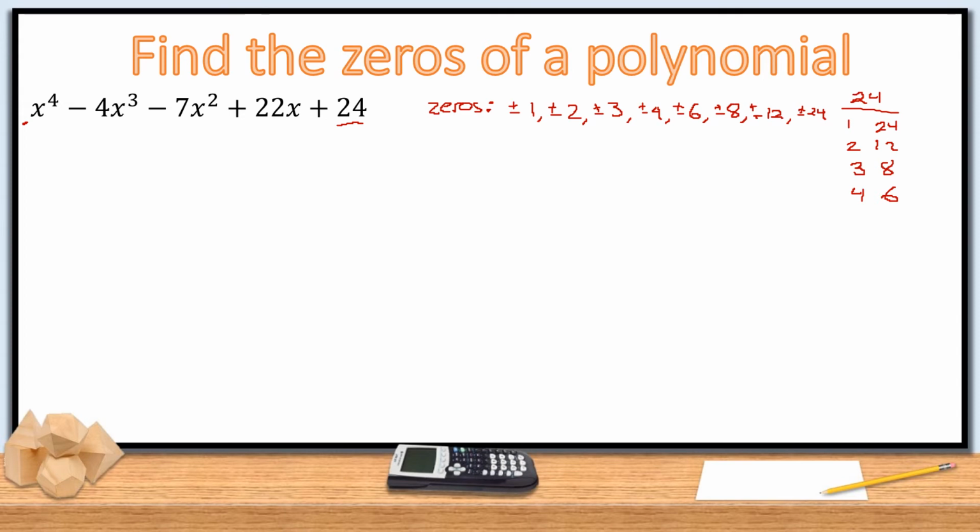So we set up our table again, the m over n, which in this case is just factors of 24. So that's going to be our column. Across the top, we've got 1, minus 4, minus 7, 22, and 24. No zeros in there because every degree of x was accounted for.